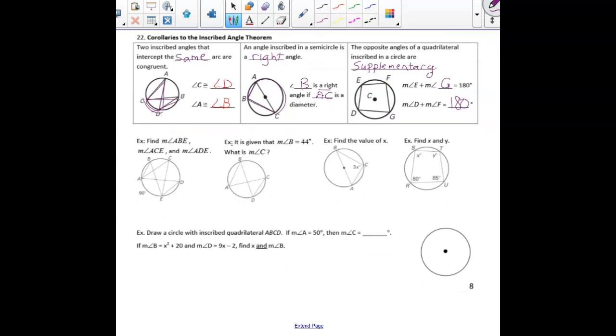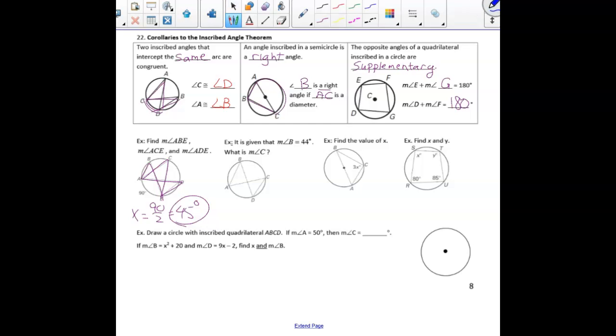Number one, find the measurement of angle ABE. So ABE is that angle right there. This is the arc AE, which is 90 degrees. So the angle is half the arc. So x equals 90 divided by 2, so it's 45 degrees. Well, look. That's the same arc for angle C. It's the same arc for angle D. So all three of them are 45 degrees.